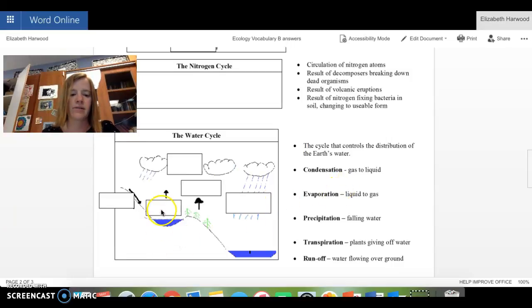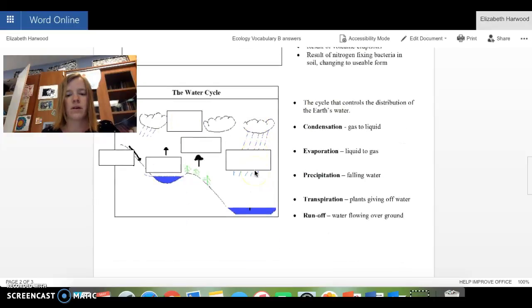Evaporation, liquid to gas. Here's your liquid here. It's turning into a gas. This is evaporation here. And then you have condensation at the top, gas to liquid.